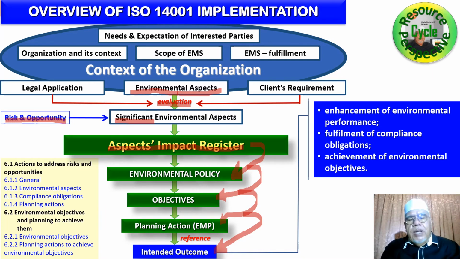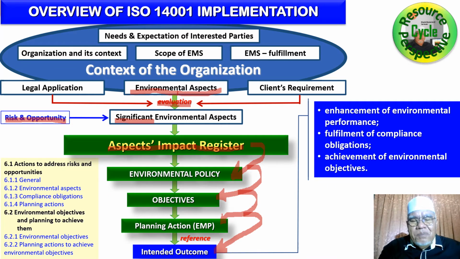And in our objective, in our EMP, planning action: how to achieve, who does what, when, and how, and the cost. It could be finance, it could be mandate, it could be equipment or investments. It has got to be reflected in the environmental management program, has got to complement the objectives, and all this is part of what is called the intended outcome.